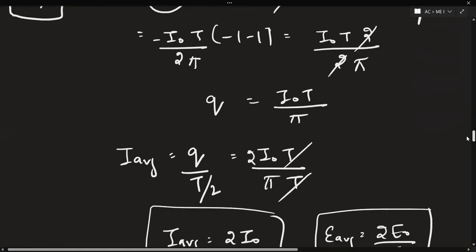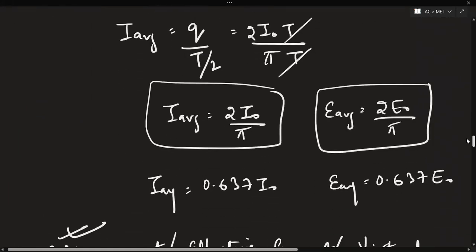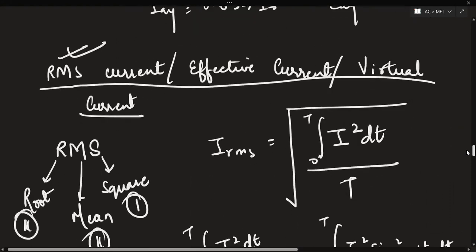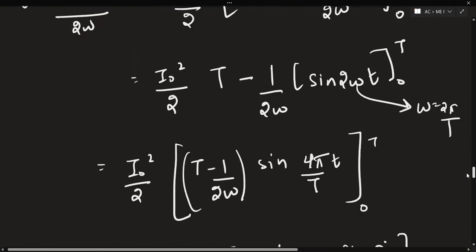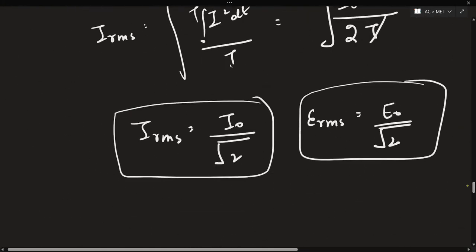So a few calculations we had made, where the average current and average value of EMF came out to be 2 I naught by pi or 2 E naught by pi. 2 by pi can be written as 0.637. So this much it becomes of the peak current's value. And RMS we had, which was I naught divided by root 2. The complete derivation was there for it. So I naught divided by root 2 and E naught divided by root 2.